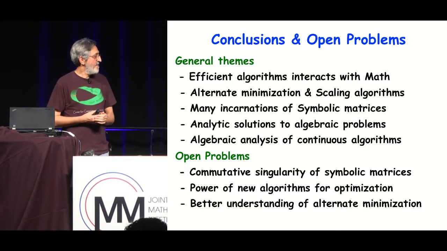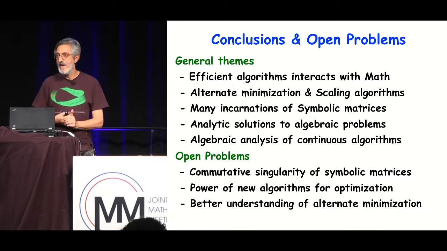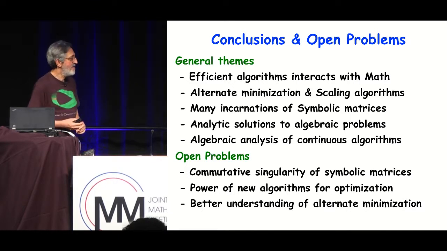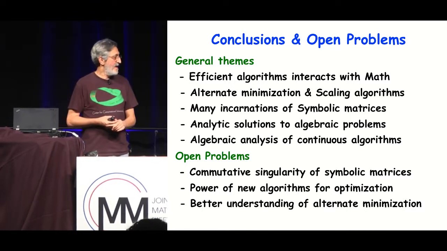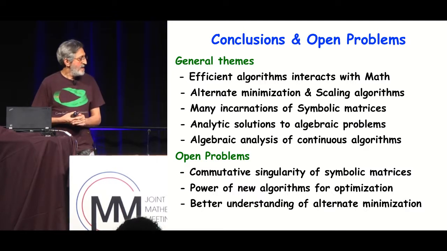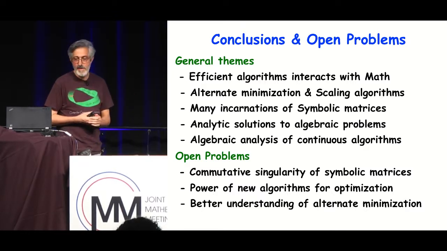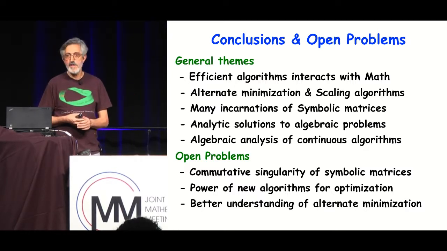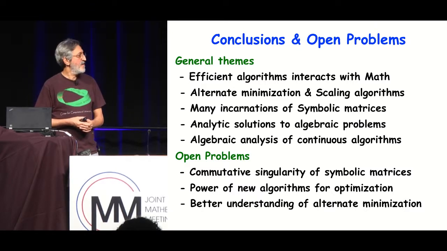Among many open problems, I told you about the commutative question, and in particular its implication to something like P different than NP. It's extremely interesting to explore the power of this algorithm for optimization. And you saw from the last examples that we are far from understanding even this very simple heuristic.